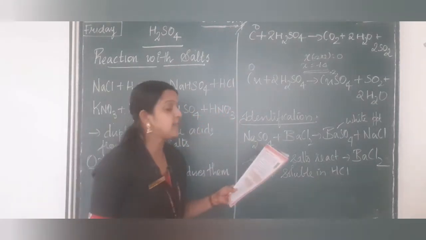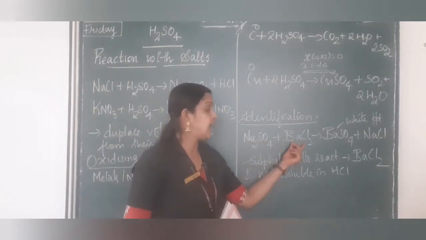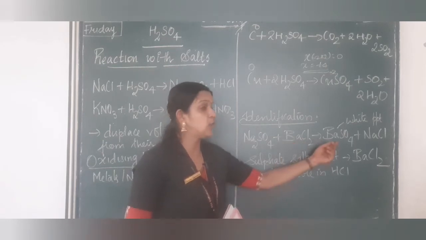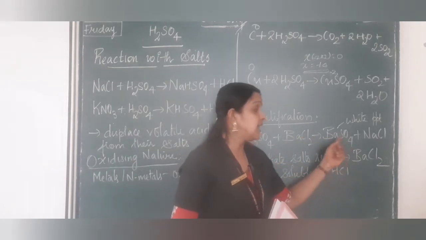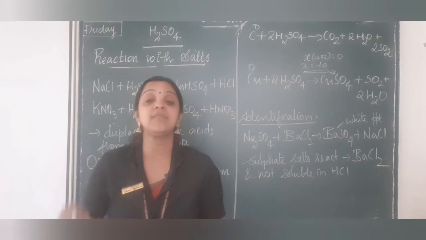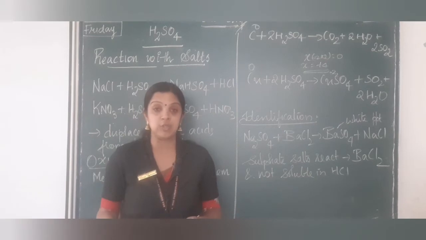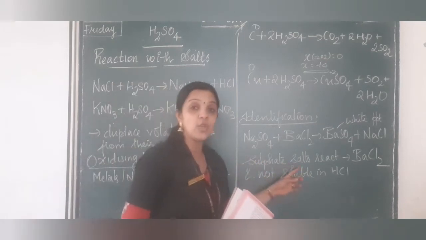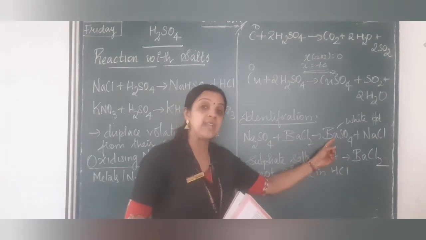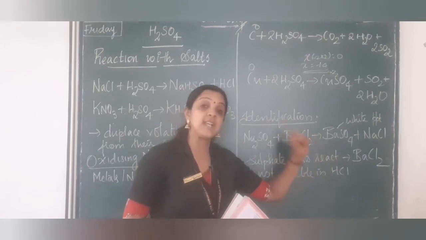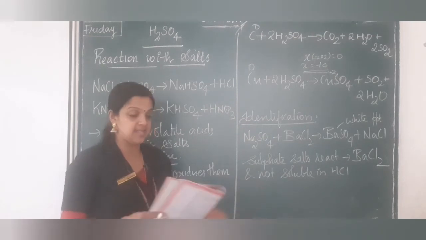The last one is identification of sulfate ions. When you take a little sodium sulfate and add some barium chloride solution to it, you get a white precipitate formed in the test tube, which is barium sulfate. When that barium sulfate is treated with dilute hydrochloric acid, what happens? You can again see the white precipitate remaining in the solution, which means the sulfate salts react with barium chloride to form a white precipitate, barium sulfate, that shows the presence of sulfate ions in the salt, and it is not soluble in hydrochloric acid.